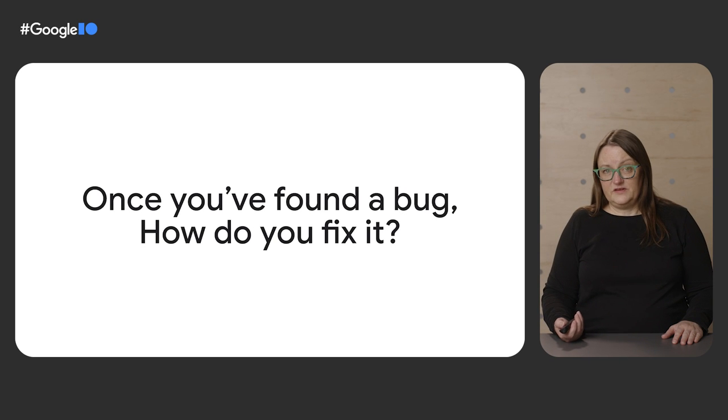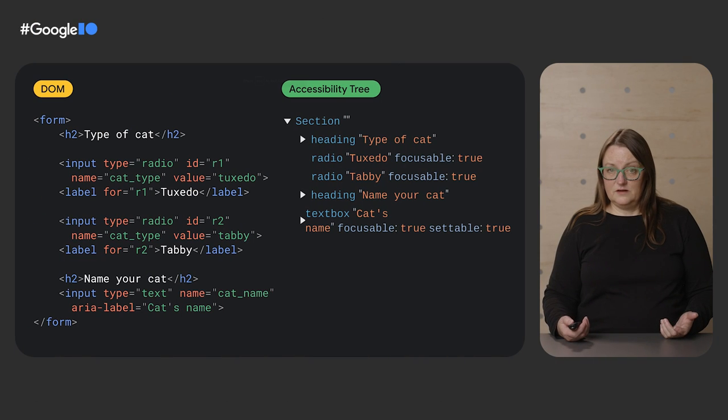Okay, so once you've found a bug, how do you figure out what the problem is? And how do you fix it? Before we start debugging, let's talk for a minute about how web accessibility works. ChromeVox gets its information from something called the accessibility tree. The accessibility tree is a tree of accessibility objects that represent the content of the web page. It's based on the DOM, but simplified to remove nodes with no semantic content. The buttons and headings are there, but spans and divs that are only for styling aren't there.